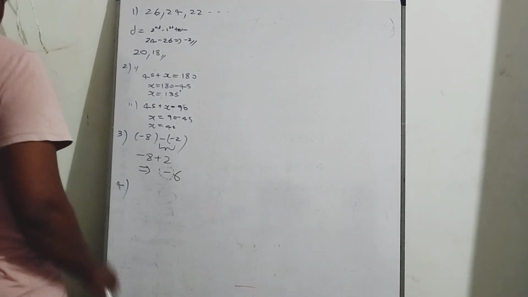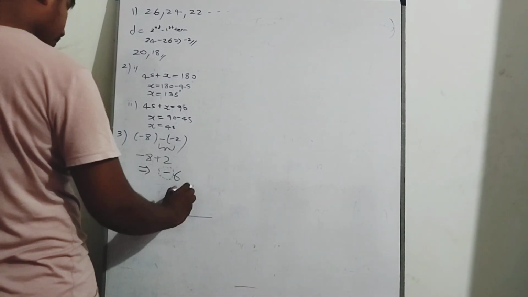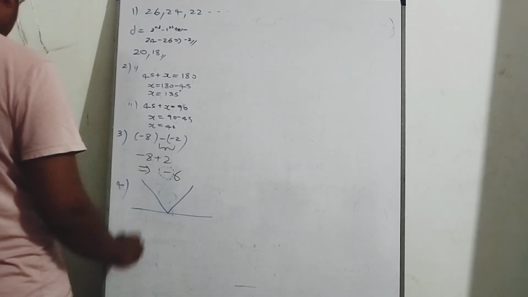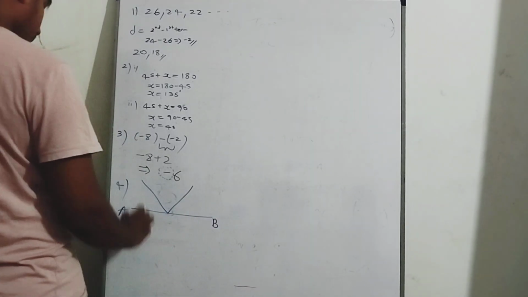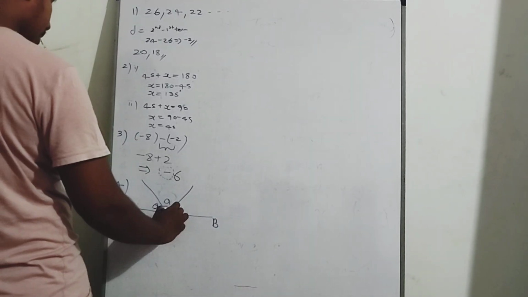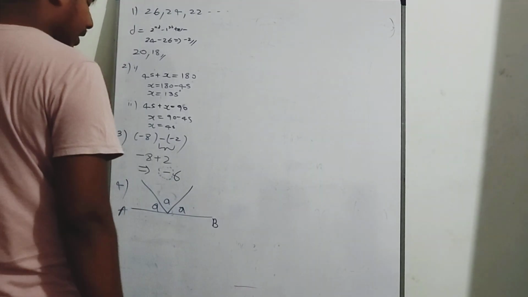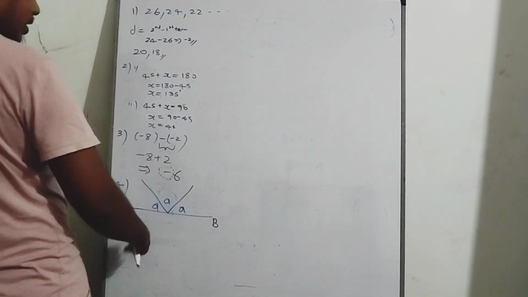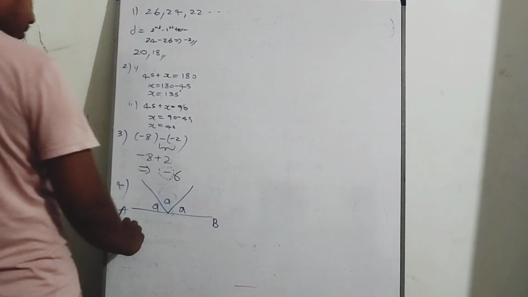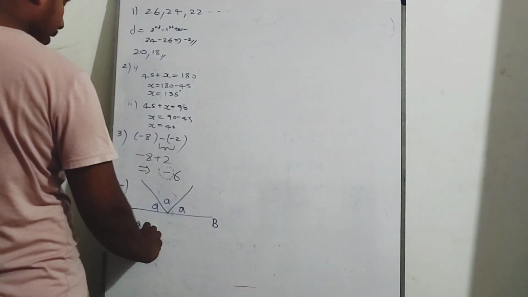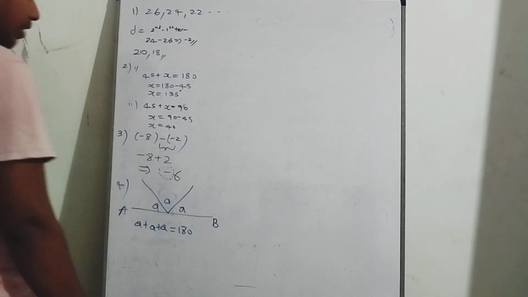If AB is a straight line, find the value of A. This is the angle they have given. This is A, this is B. Now in a straight line, we have learned in the angles lesson, the sum of the angles in a straight line is 180 degrees. So the answer is A plus A plus A is equal to 180. The reason is angles in a straight line.